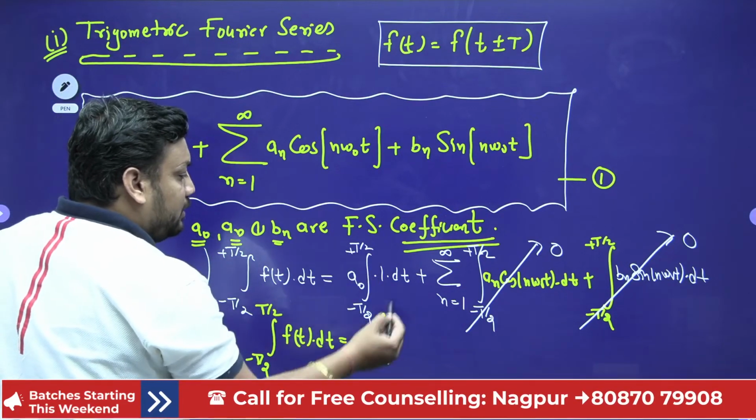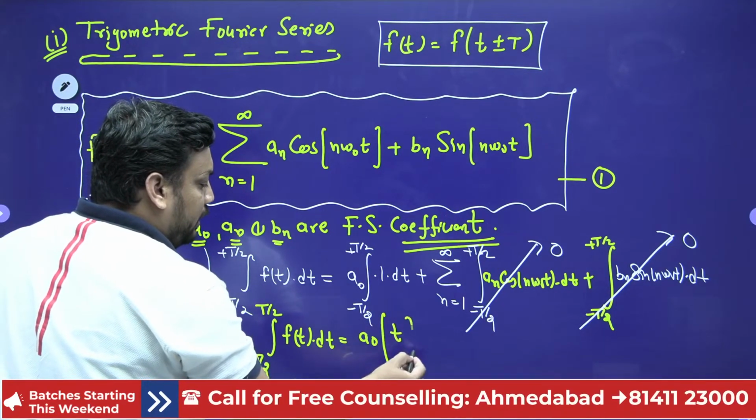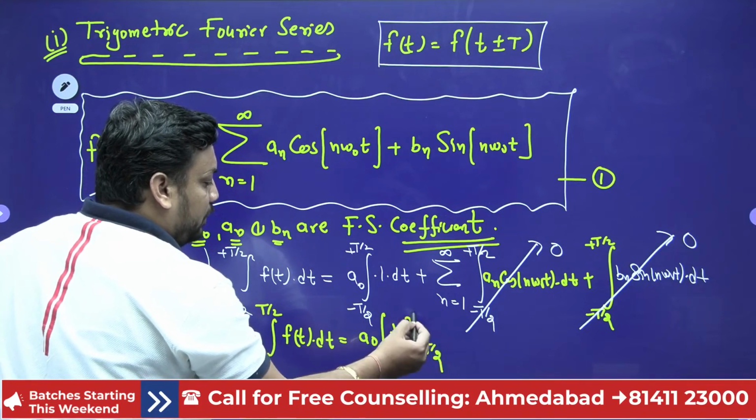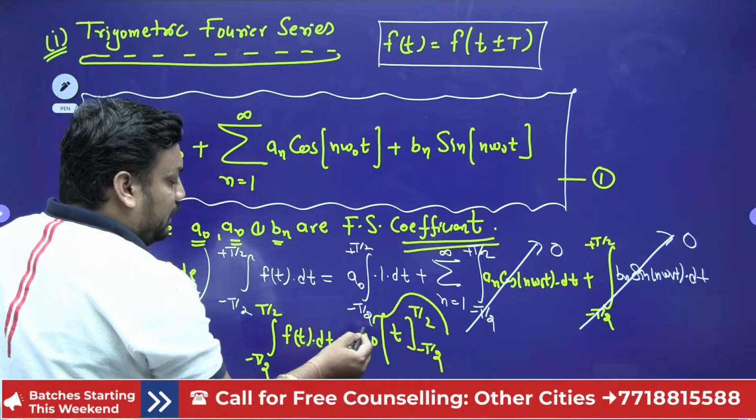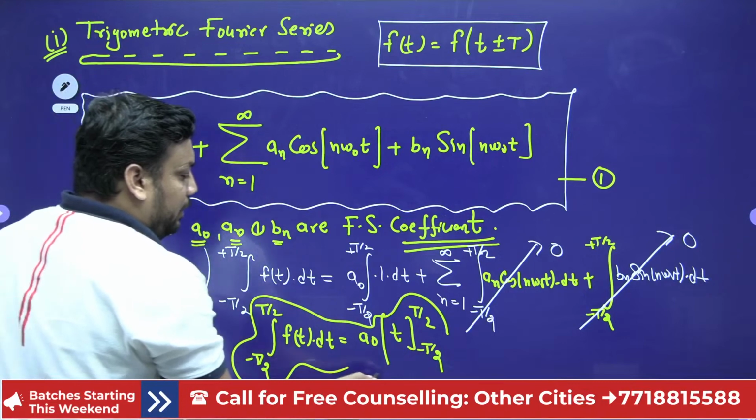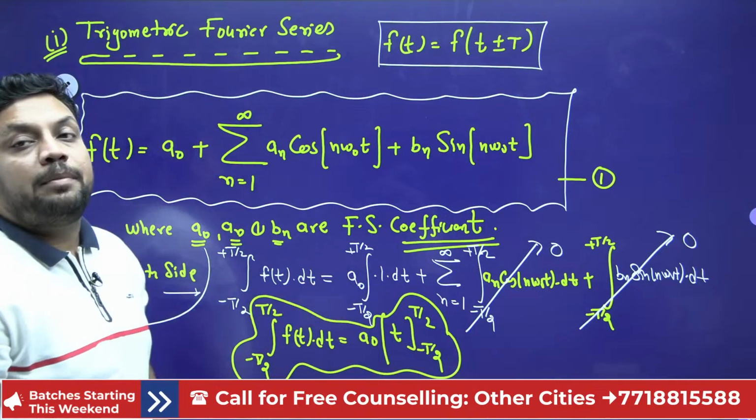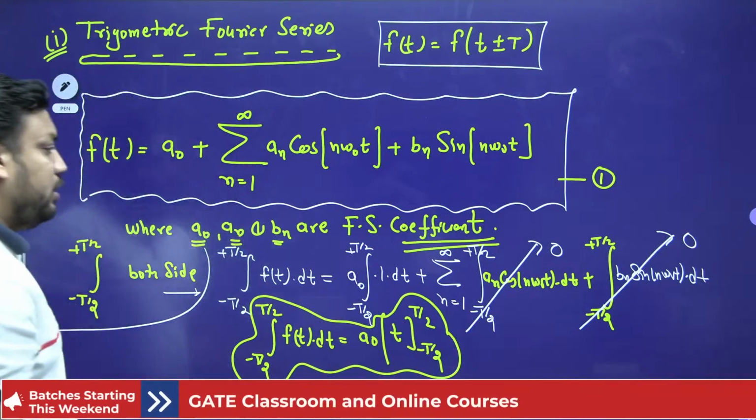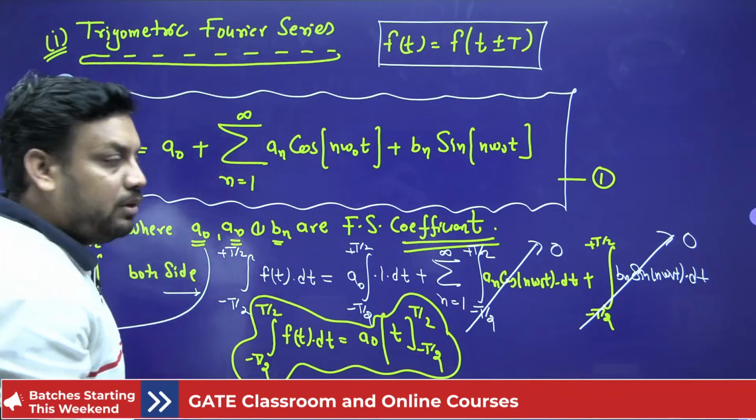A0 will be as it is. Here you will integrate, so you integrate t from minus T by 2 to plus T by 2, and when you apply the upper limit and lower limit, T by 2 and minus of minus T by 2 will give you capital T. Yes or no, it will give you capital T.